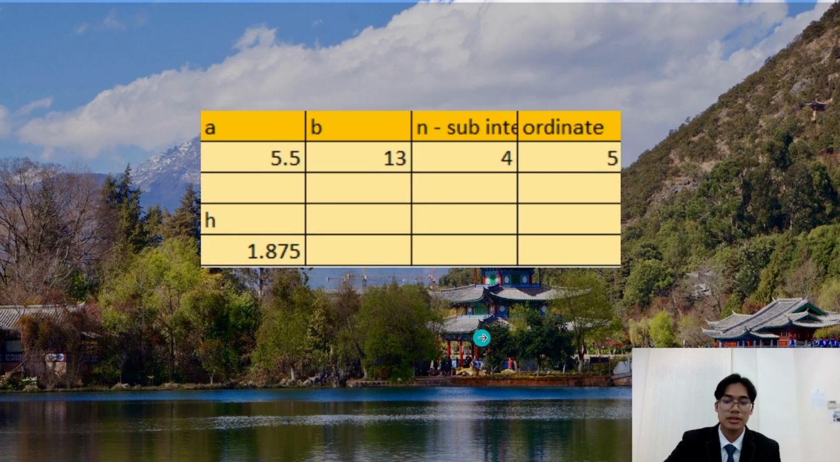Alright, after we determine the values of a and b, we need to determine the value of h. We're given that we need to use 5 ordinates, but in the calculation of h, we use the subinterval. So the subinterval of 5 ordinates is 4. After we know the value of the subinterval, we can calculate h. Calculating h is the value of b minus the value of a, divided by the value of the subinterval, and then we get the value of h.